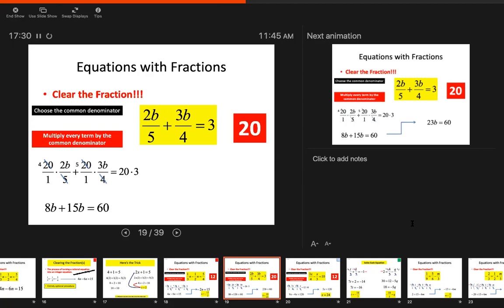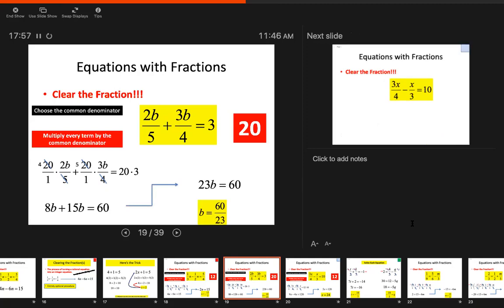Could you solve that quickly and easily? If not, you made everything into something over 20, including this one. And now you're dealing with adding, subtracting with fractions, and then finally dividing with fractions. I'm not dealing with any of that. I'm dealing with 8 and a 15. Way easier. 8 plus 15? 23.